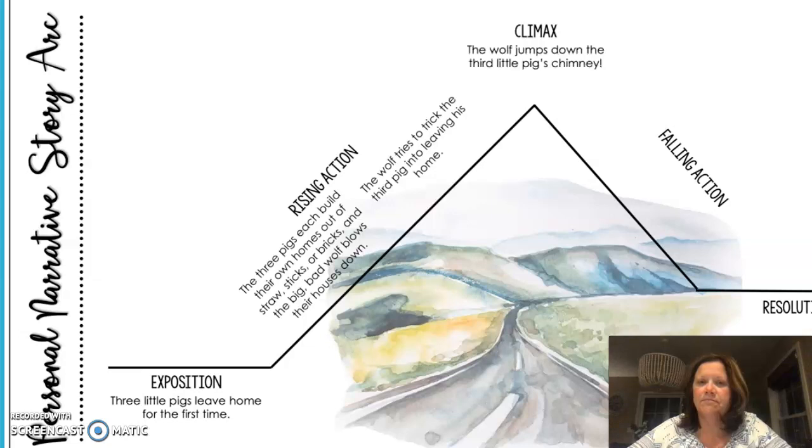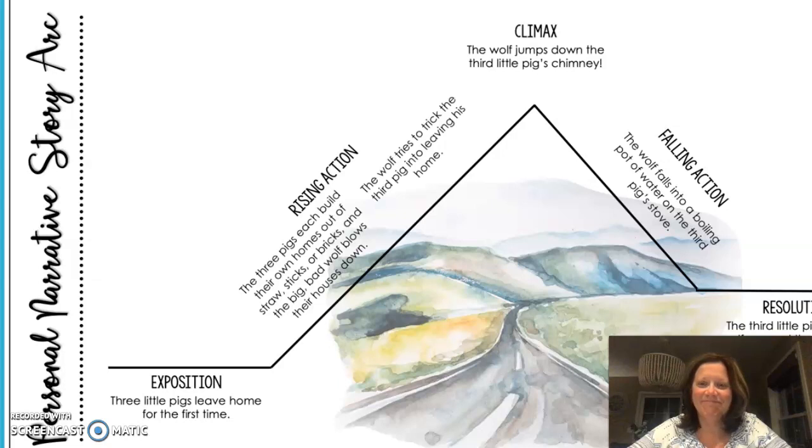Following that is the climax of the story, and that's when the wolf jumps down the third little pig's chimney. And the falling action is when the wolf falls into a boiling pot of water on the third pig's stove. And then the resolution of this entire story is that the third little pig boils the wolf up, and that is the end of the big bad wolf. Nice little children's story there.